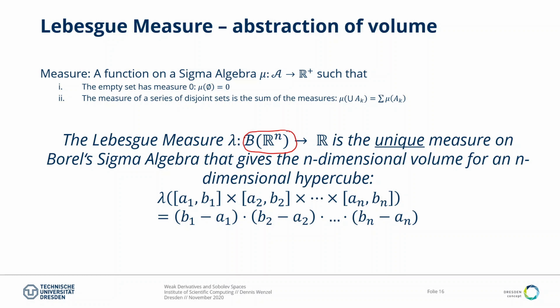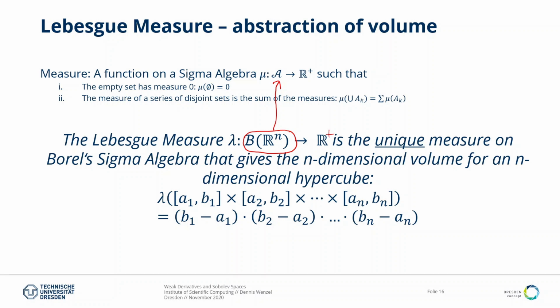So this is our set A here, and I'm missing the plus, what I've seen here. And yeah, so this is a measure, and what's important is it is the unique measure, so we can prove that there exists only one measure on the Borel sigma algebra that assigns the n-dimensional volume to an n-dimensional hypercube. Okay, that sounds like a terribly complicated definition, but actually it is quite simple.